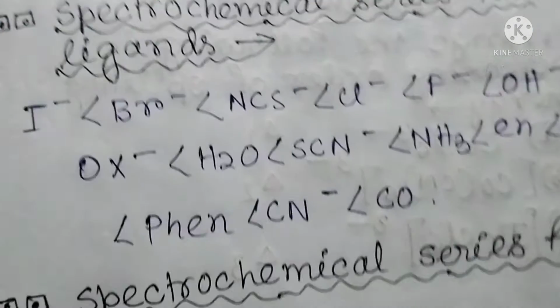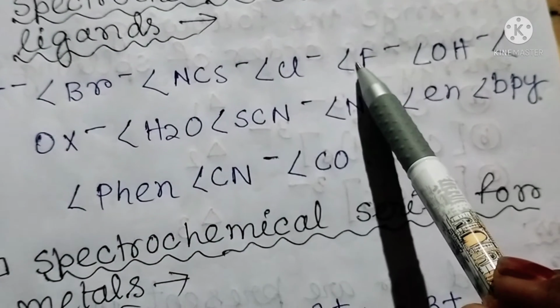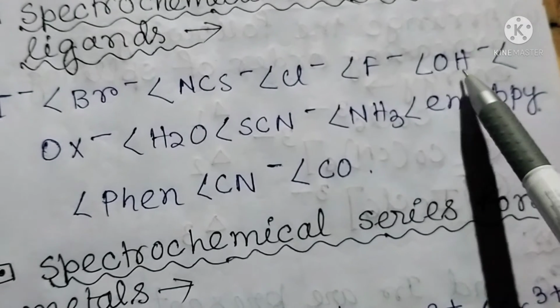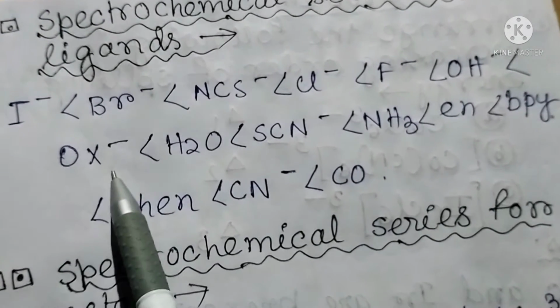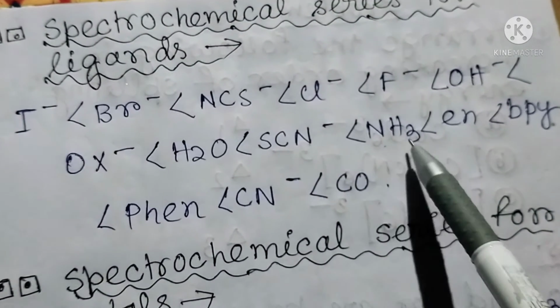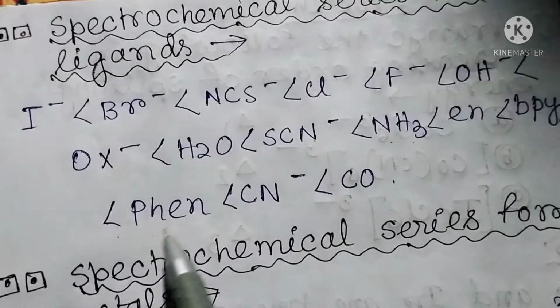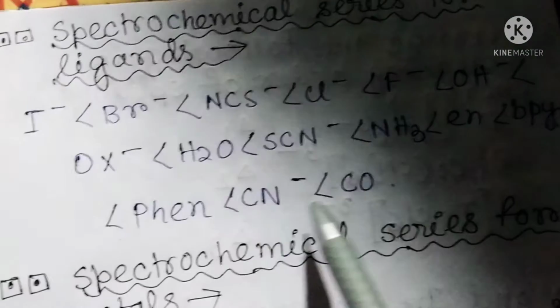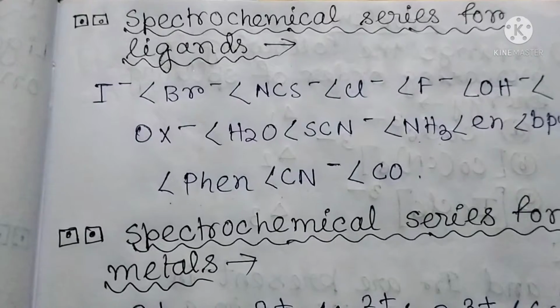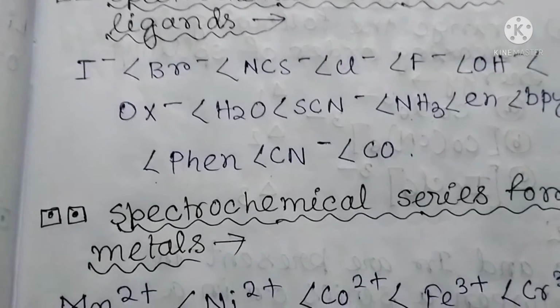Spectrochemical series for ligands, we get this order: I minus less than Br minus less than NCS minus less than Cl minus less than F minus less than OH minus less than Ox less than H2O less than NCS less than NH3 less than en less than bpy less than phen less than CN minus less than CO. So this is the order of the spectrochemical series for ligands.